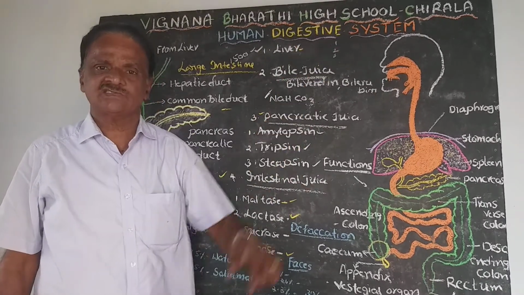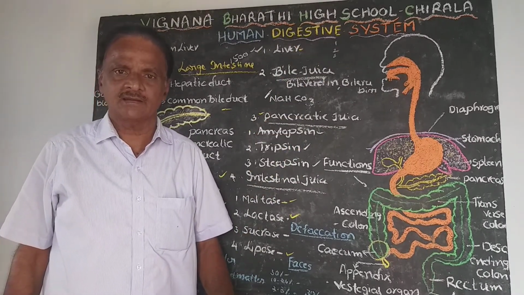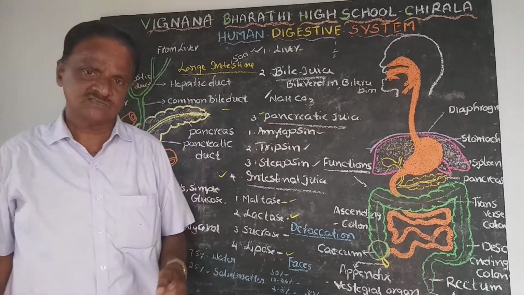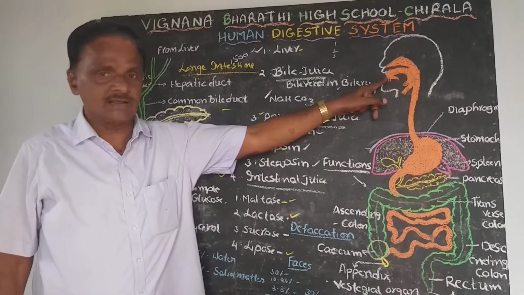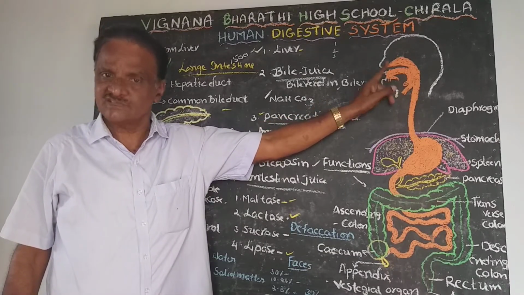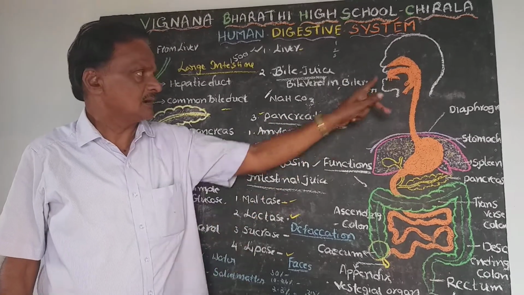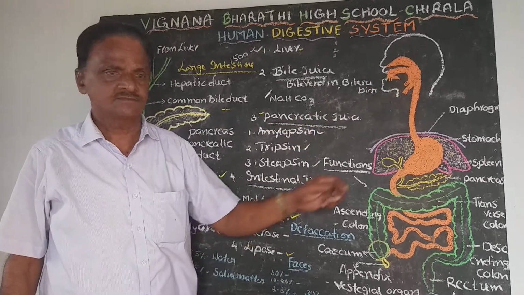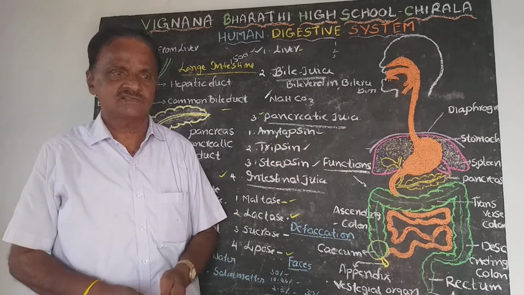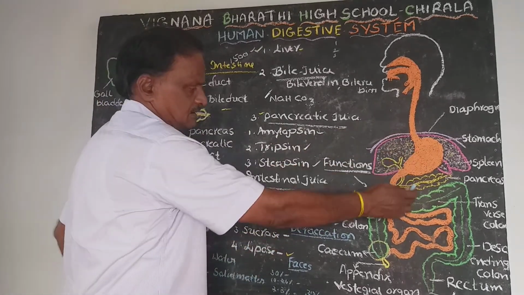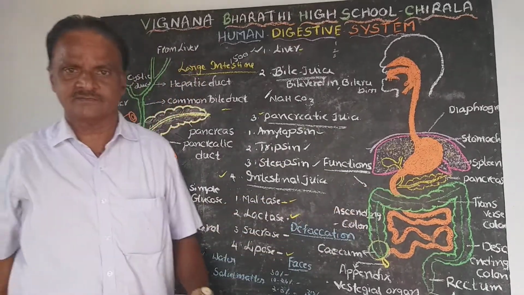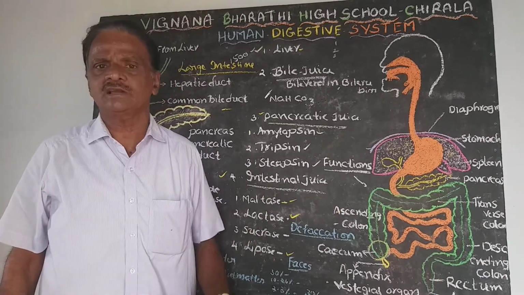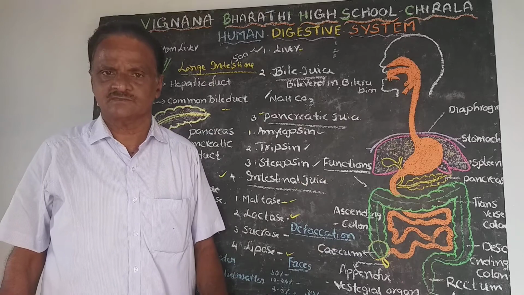Human digestive system. In the previous period I explained the mouth parts, different types of teeth, structure of a tooth, peristaltic movement, the esophagus, the stomach, and the small intestine. Now I will explain the other parts of the human digestive system.